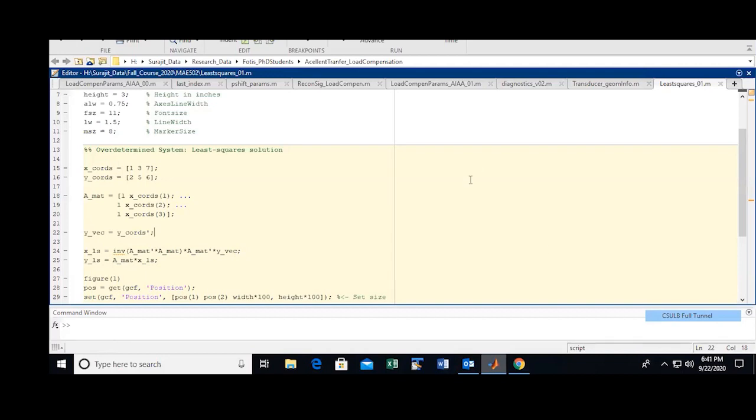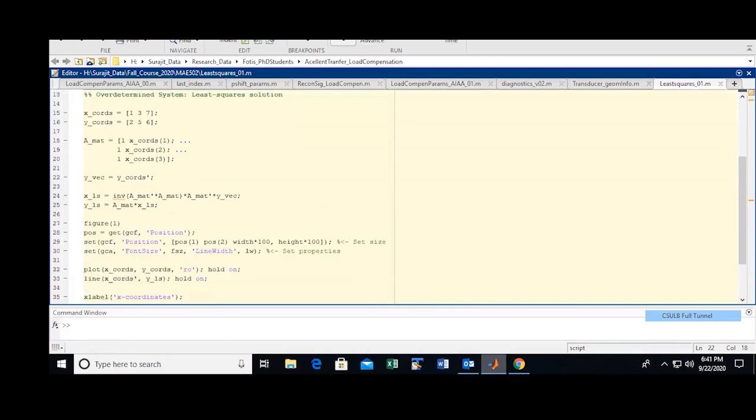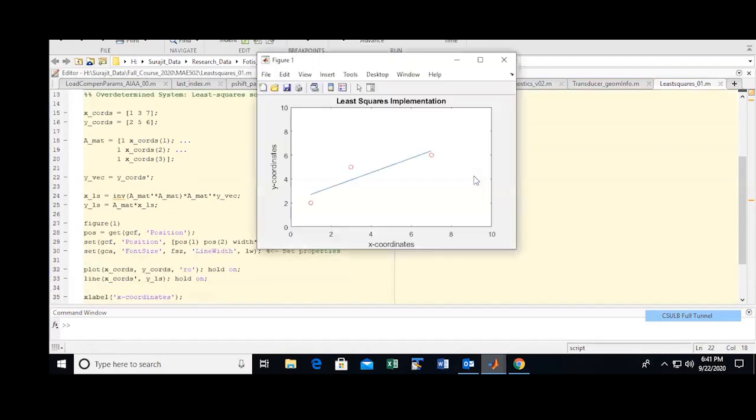Okay, so here, can you see this screen on your desktop, guys? Yes, I do see it. Okay, so let me run this quickly before it closes again. Here you see the data points: the first data point, the second, the third. And this is a straight line obtained by solving that least square solution.